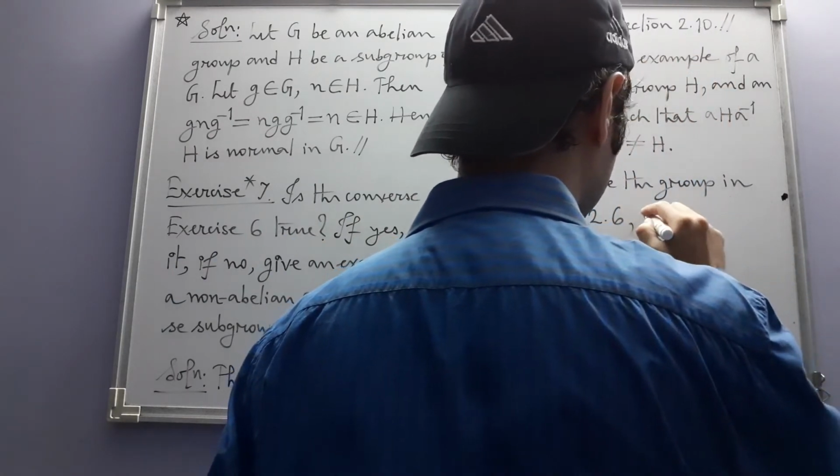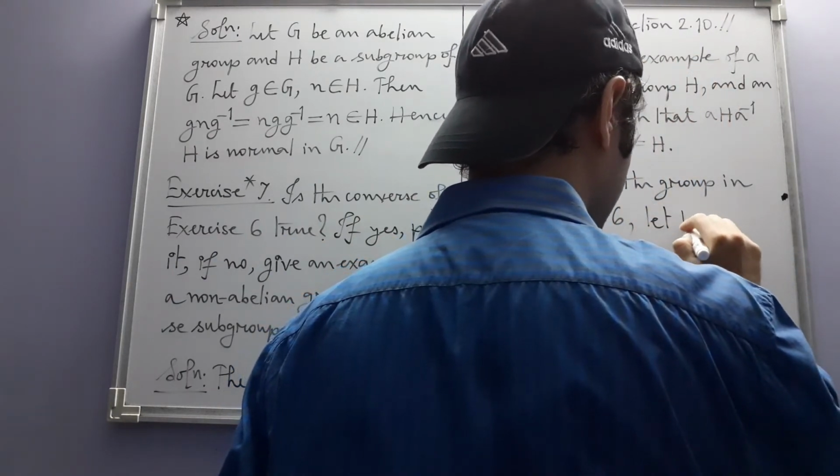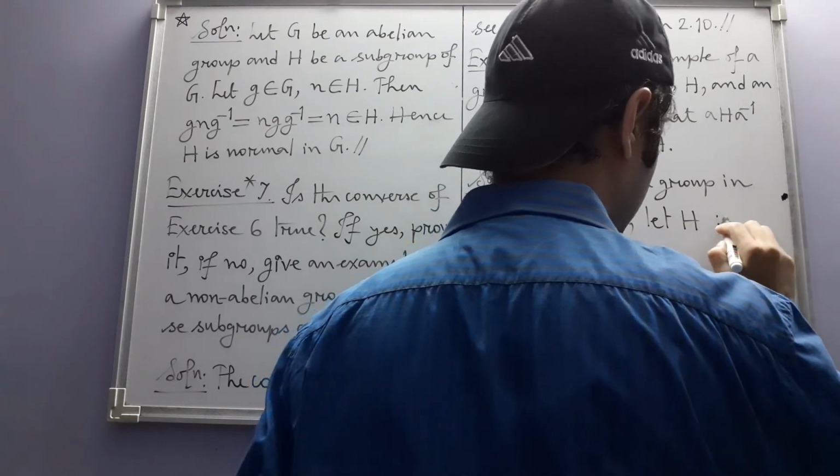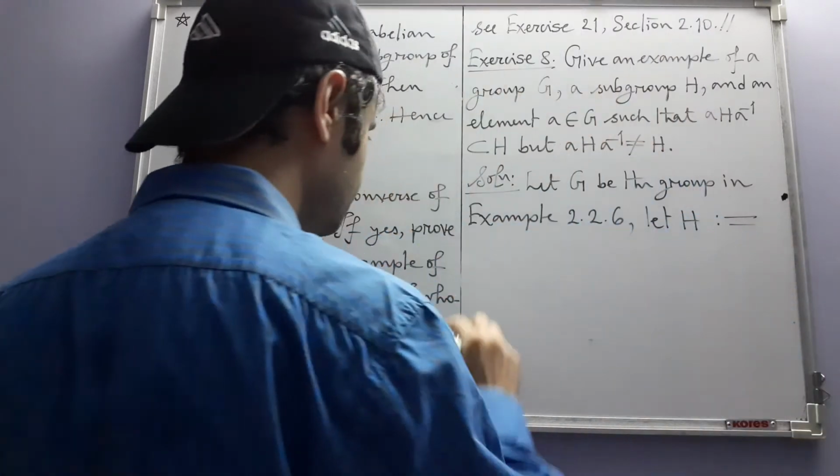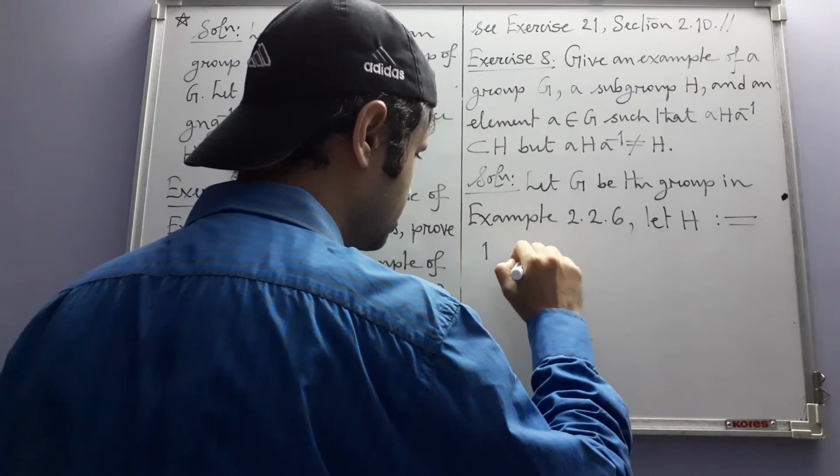Let H be the cyclic subgroup generated by this matrix.